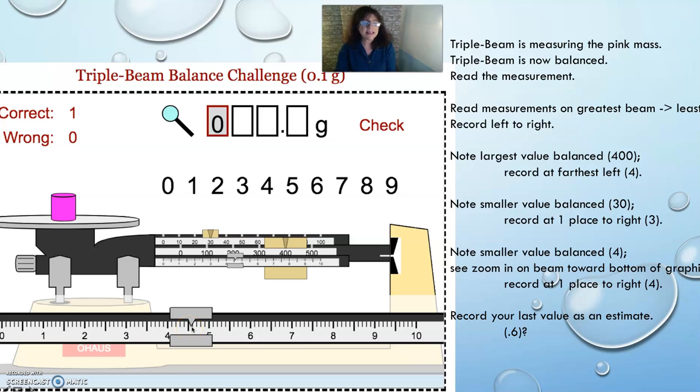You know, is that 0.6 of a gram? Is that closer to 0.5? You make an estimate and you put it in the tenths place and then check it. Your last digit should always be an estimate.